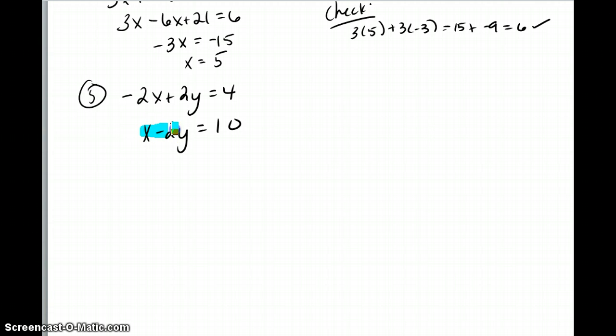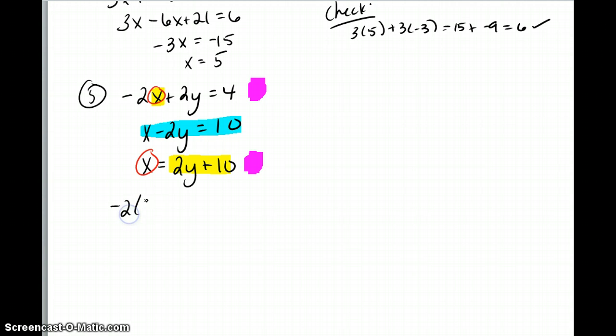So notice that this is the equation that has a coefficient of 1 or negative 1. So I'm going to solve it. So I get x to equal 2y plus 10. And now here are the 2 equations that I'm working with. Okay. So I'm going to circle the x that I'll be replacing, highlight what I'm going to replace it with, and I get negative 2, and then in parentheses 2y plus 10 plus 2y equals 4.